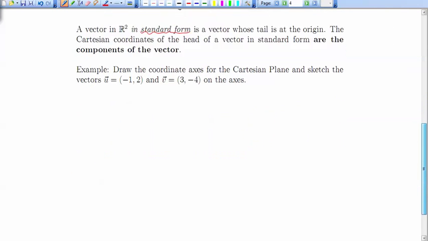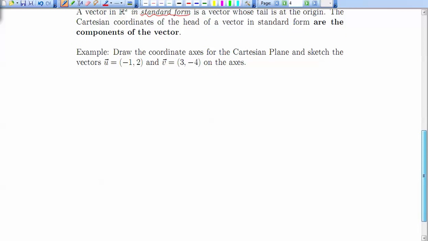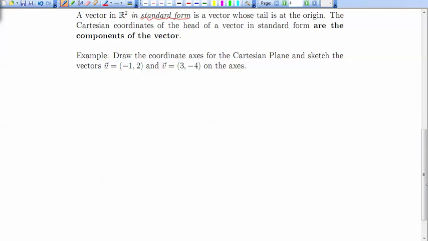So we're going to draw some vectors in the Cartesian plane. Now if I put a vector in standard form, the connection to the algebraic components is that the tail is at the origin and the head is at the point given by the components. So these are coordinates of a point, they're also components of the vector. So let's see how that works.